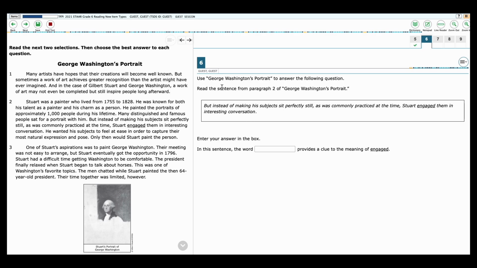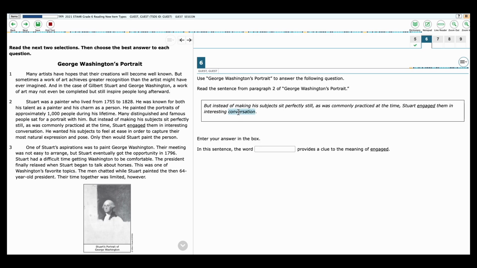Use George Washington's portrait to answer the following question. Read the sentence from paragraph 2 of George Washington's portrait. But instead of making his subject sit perfectly still, as was commonly practiced at the time, Stuart engaged them in interesting conversation. Enter your answer in the box. In this sentence, the word blank provides a clue to the meaning of engage. And in this case, there are 2 possible answers.